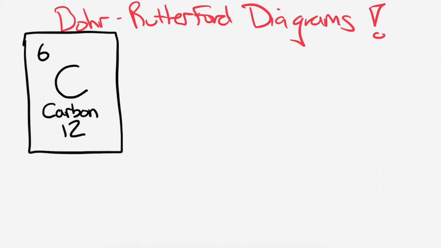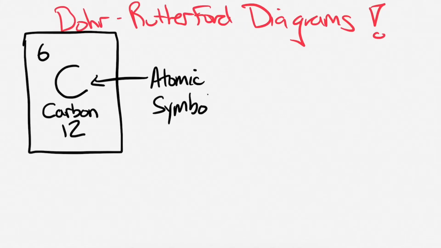Now, each of these numbers has a specific use in our Bohr-Rutherford diagram. First things first, this C is the atomic symbol for carbon. So whenever you see C in a molecule or a chemical formula, you know that it is carbon. And you can double check for other elements because the name is always going to be underneath it on the table. The number 6 here is an important number because this is the atomic number.